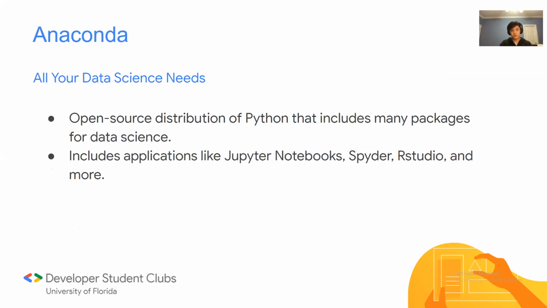Anaconda is a great platform. It's an open source platform for all your data science needs. It's run with Python and R and a lot of different languages. And it's essentially just a collection of a bunch of great data science packages, like some of the ones we went over just now. It also includes some applications like Jupyter Notebooks, which I'm going to get into in a sec, Spyder, RStudio, if you're familiar with R, and a lot more.